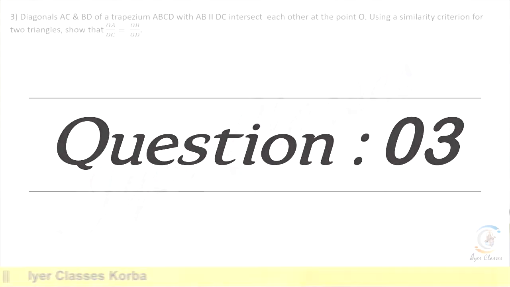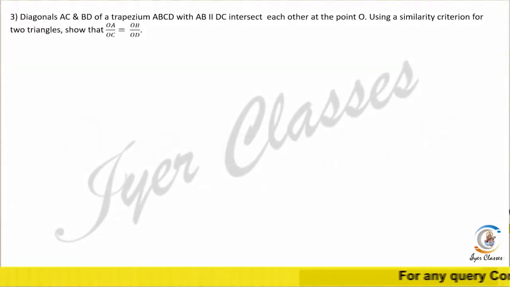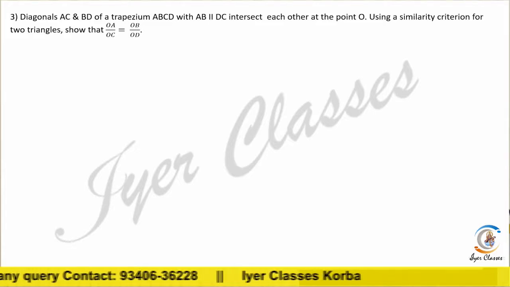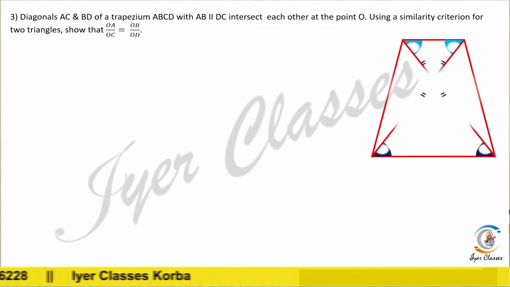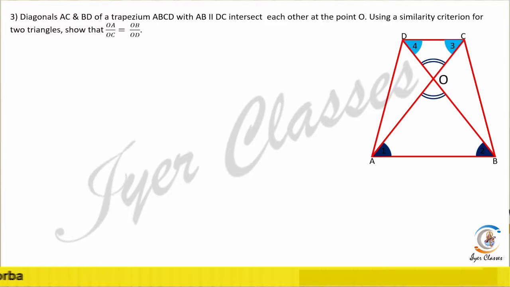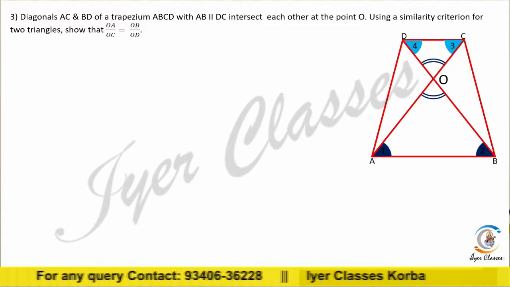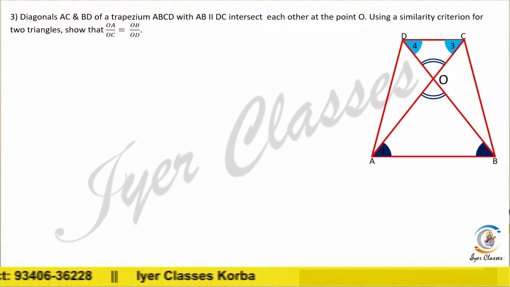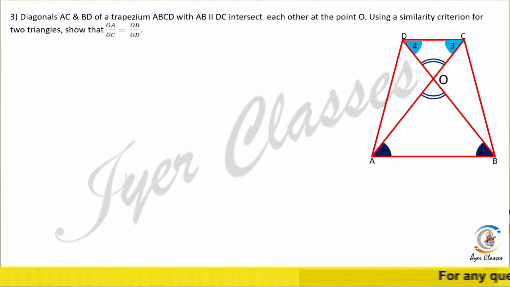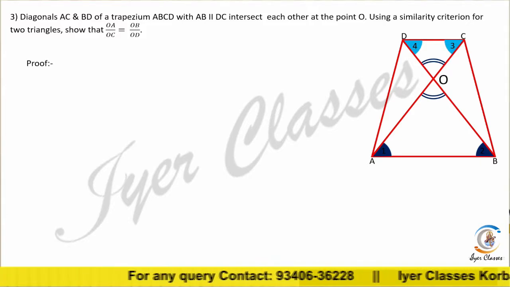In question number 3, the diagonals AC and BD of trapezium ABCD, with AB parallel to DC, intersect each other at point O. As given in the diagram, we can see that AB is parallel to DC and they are intersecting each other at O. Using the similarity criterion for two triangles, you are supposed to show that OA by OC is equal to OB by OD. Okay, how to do it? Let's see. Write the proof and statement.